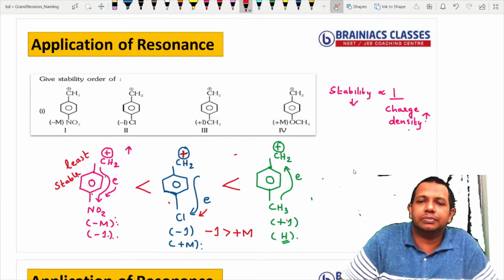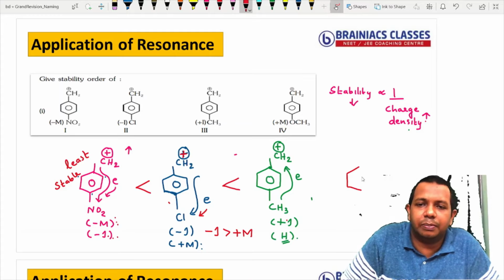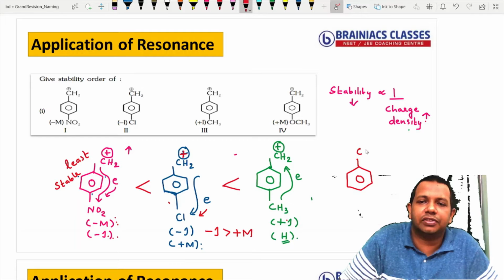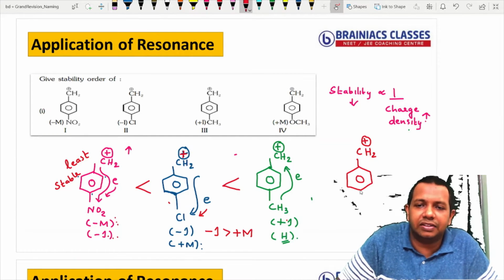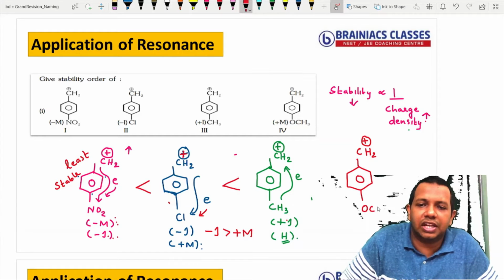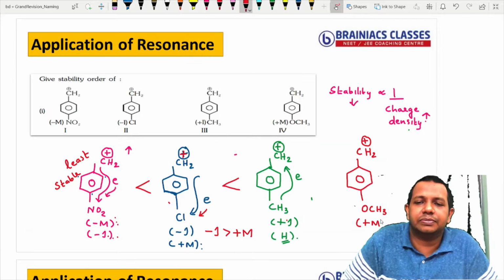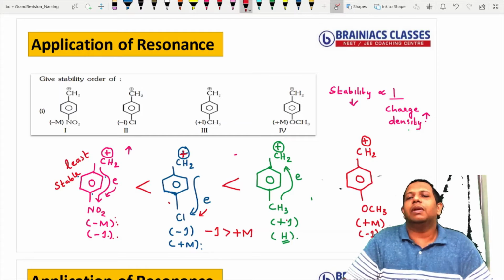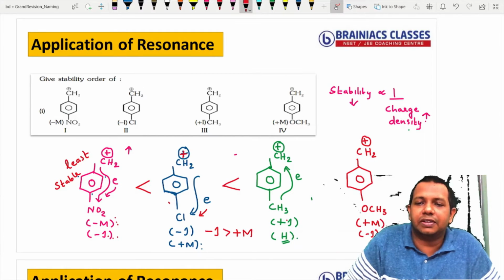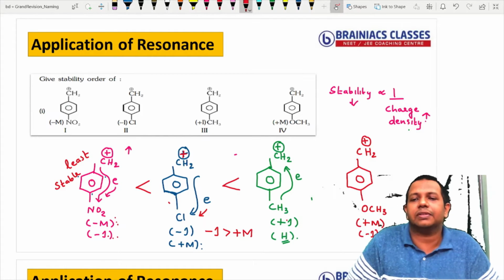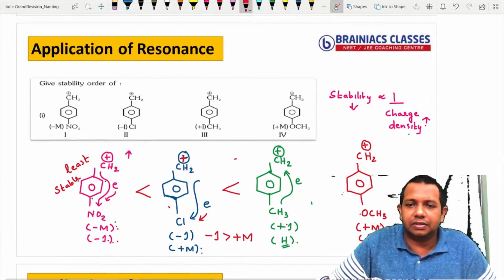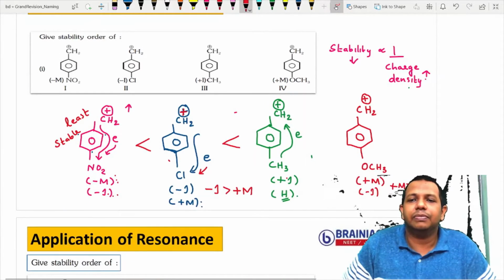Now the last one. In the last one you have a benzene ring again, connected to a CH2 plus charge. Here also we know that this is connected to an OCH3 methoxy group. This methoxy group has a plus M effect, and the methoxy group has a little bit of minus I effect. But we know that plus M effect always dominates over minus I effect. Please remember this. This is very, very important.